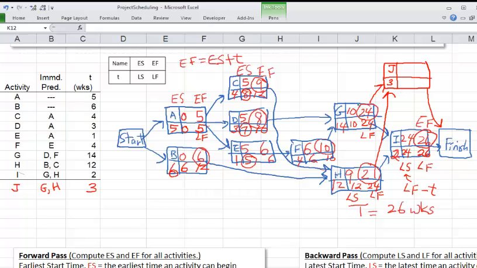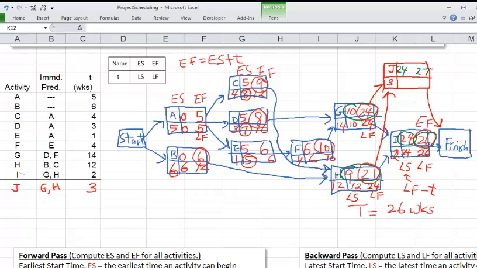So let's say we have already done these numbers, 10 and 24, and 9 and 21. Now we're going to do I and J. For I, that doesn't change. So this is still the same, and then 26 will still be the same. Now for J, we would also have here 24, and then we would add a 3 to get 27 for the EF here. Now, start the backward pass.